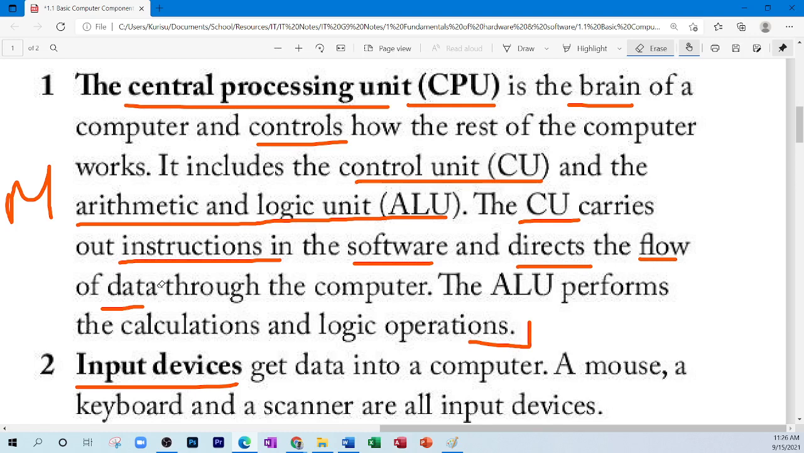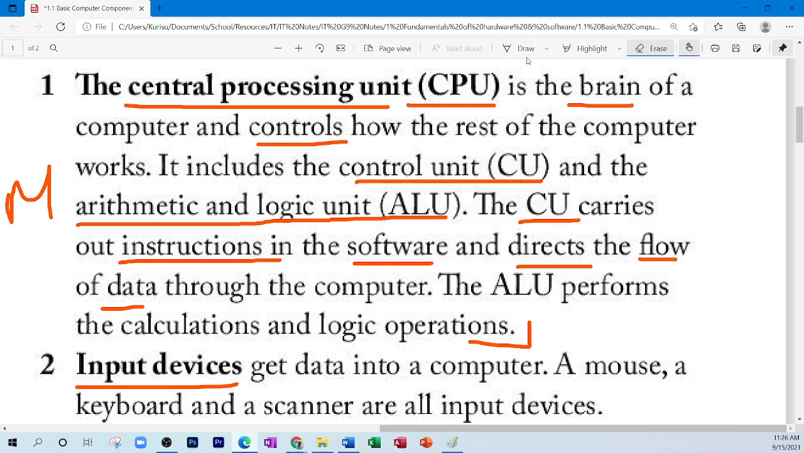Now, it directs the flow of data. Remember, your computer is all about data: inputting data, processing data, outputting data. So it has to direct who goes where. You can say the CU, or the CPU, is like a police officer at an intersection. It says this traffic can go, then that one is going to stop, the other direction can go, and so on. That is how the CU functions.